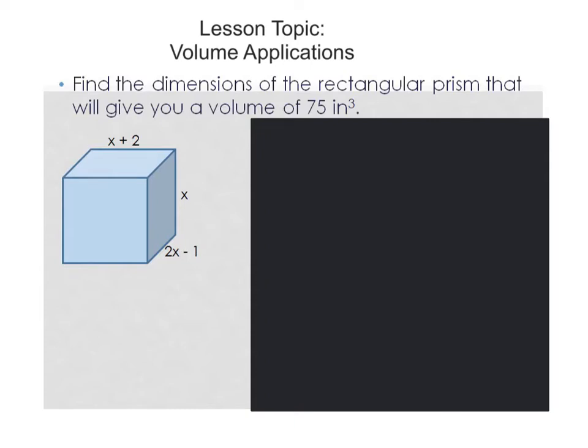Okay, so the first example we have here is: find the dimensions of the rectangular prism that will give you a volume of 75 cubic inches. So you'll notice here we have a rectangular prism, and we've got three different dimensions. We've got x plus 2 and x for the height here, and then 2x minus 1. If you think about how this x plus 2 is also the same as this and this, so this is x plus 2 here, if that is more visually understandable to you.